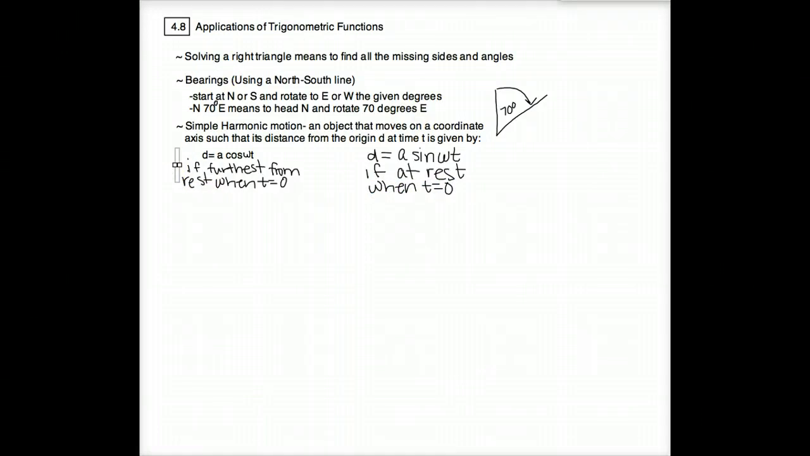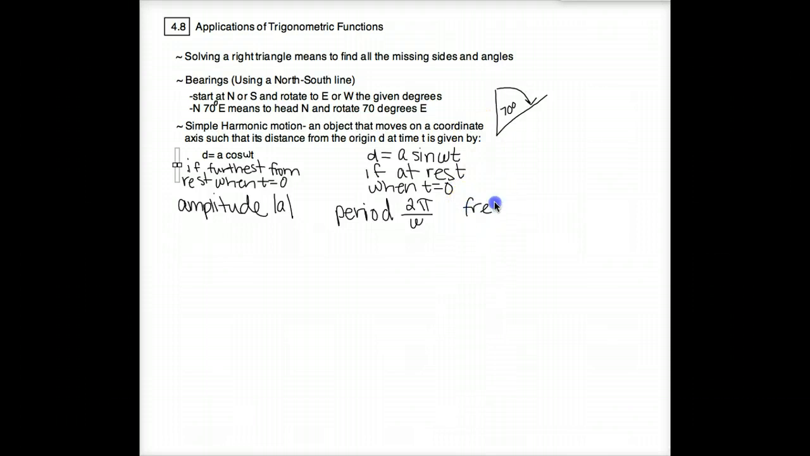So there are going to be some problems in your homework that ask you to write the equation, so that's how you decide whether you're using sine or cosine. With the harmonic motion, interpreting it, the amplitude, as you might guess, is the absolute value of a. The period, since we're using sine and cosine, is going to be 2 pi divided by our Greek variable there.